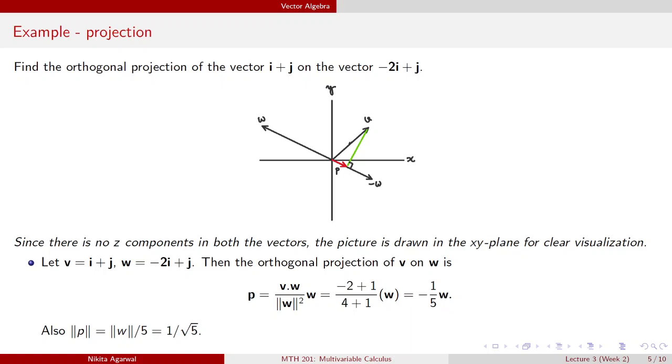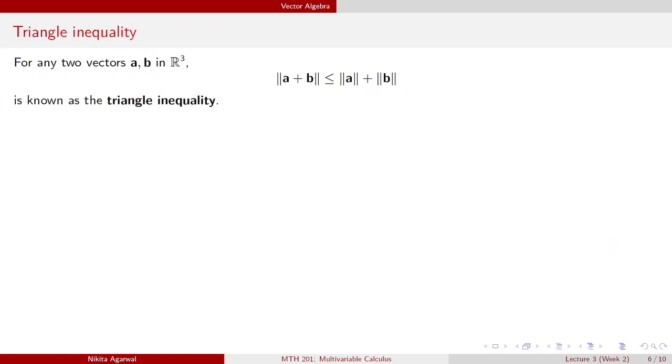Now let us move on to the concept of cross product. So before moving on, let me talk about an important inequality which concerns the length of vectors. For any two vectors A and B in R3, length of A plus B is less than or equal to length of A plus length of B. And this is known as the triangle inequality for a good reason.